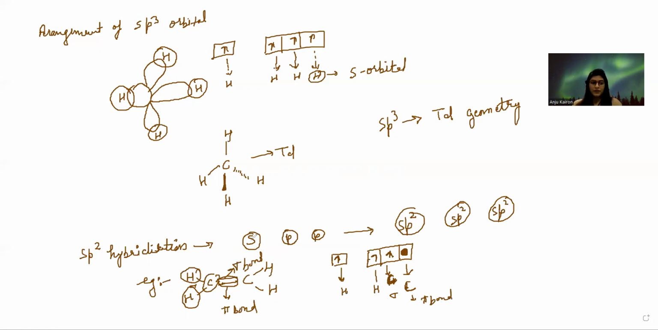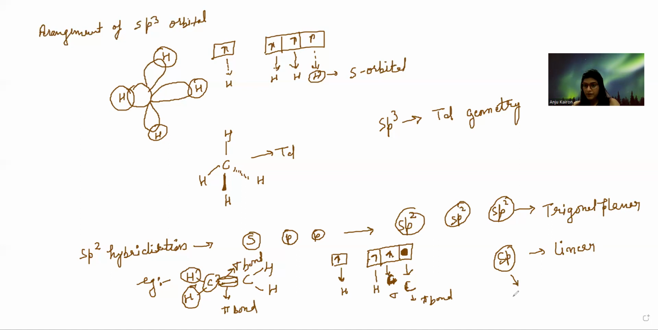Okay, now the geometry of sp2 is trigonal planar. Trigonal planar, okay? And the geometry of sp hybridization is linear. Okay, linear. And how do we get sp hybridization? When we intermix one s orbital and one p orbital, right? And what do we get? We get two orbitals, sp and sp, right? Now I hope you understand the hybridization part.